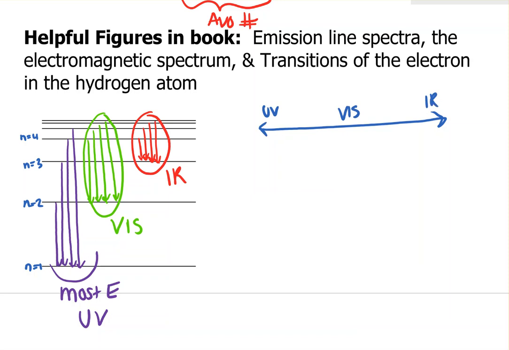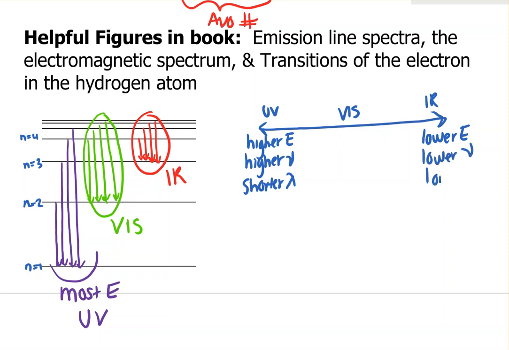Okay, so the ones that drop to the first have the most energy, and they're in the UV, so these are higher energy. They're going to be higher frequency and shorter wavelength. And at the other extreme, these transitions that don't involve as much energy, those photons will be lower energy, lower frequency, and longer wavelength.